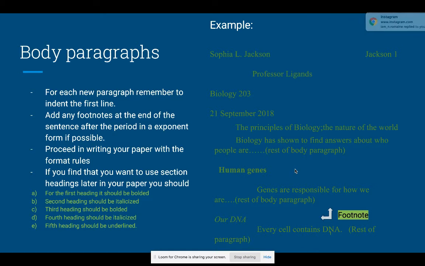Human genes is bolded because it is the first one, and then our DNA is italicized because it is the next heading. And then there are footnotes right here. The one has gone to the bottom, but it could be put as an exponent next to the word, before the period.